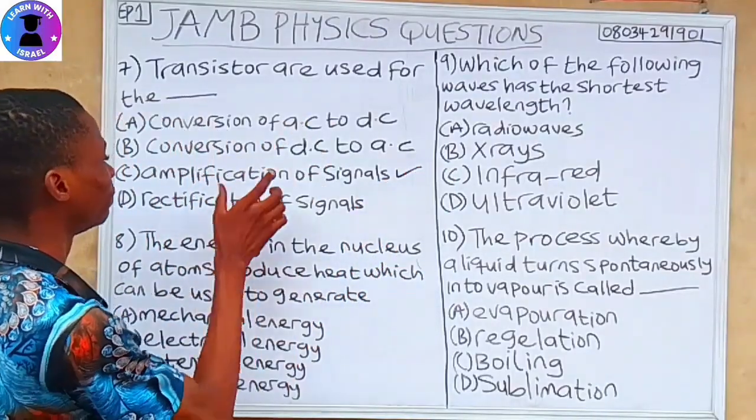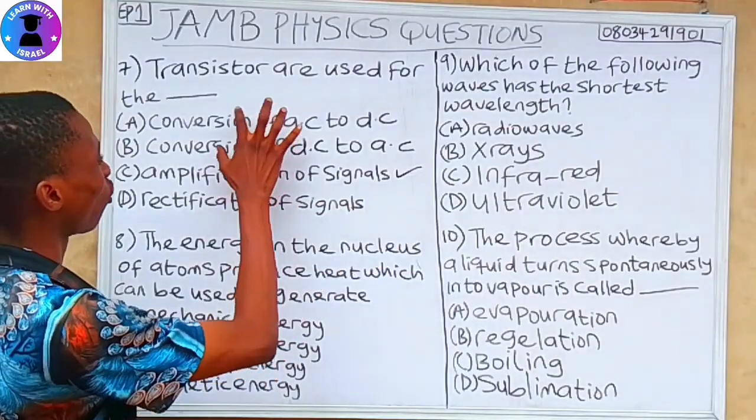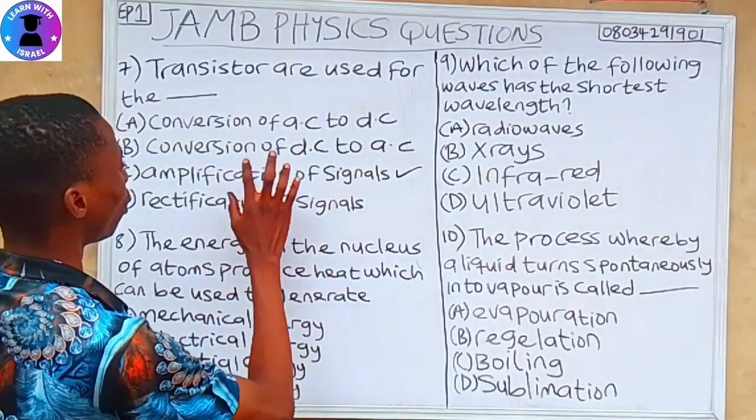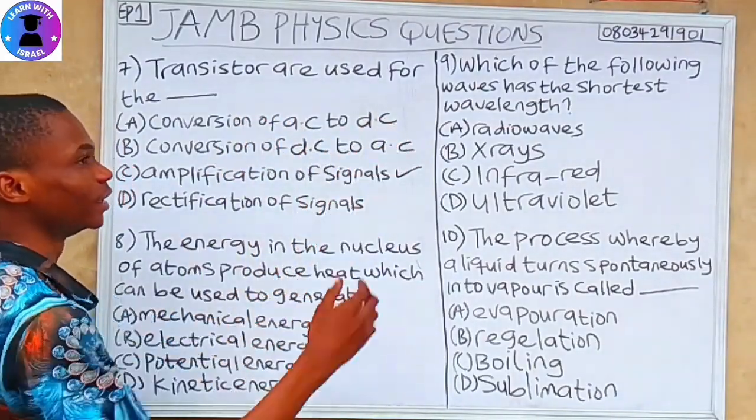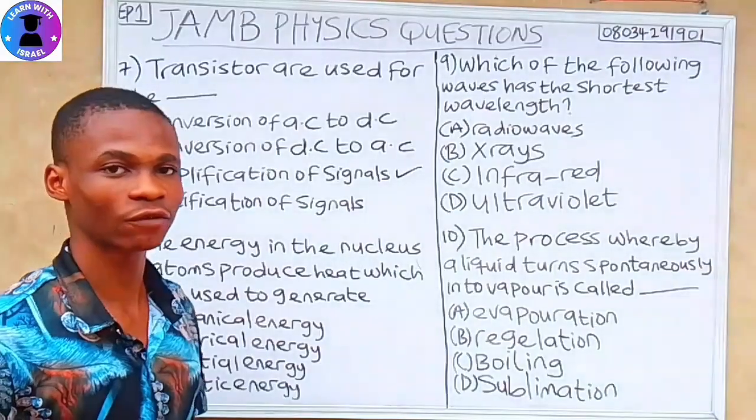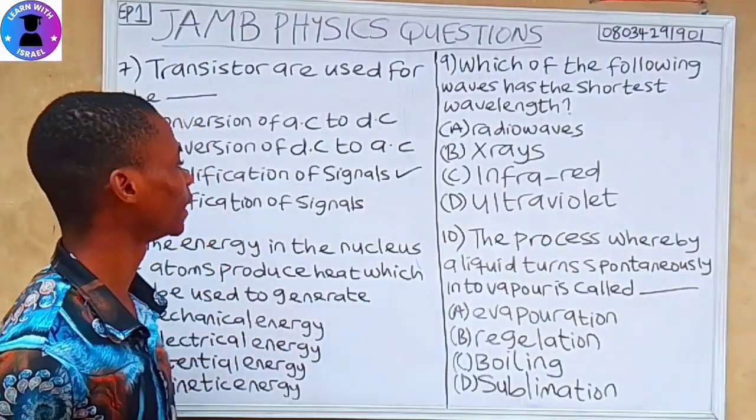Transistors are used for the amplification of signals, and for conversion of AC to DC, or from DC to AC, it is the work of a transformer. It is not the work of a transistor.